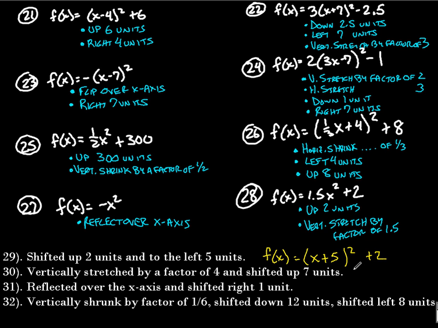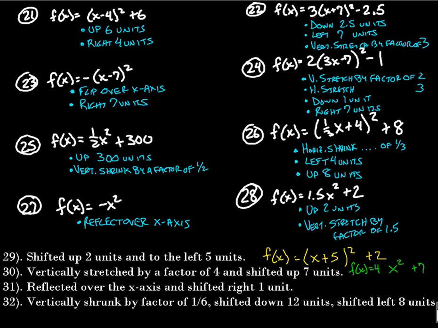For the next one, let's do another color. Let's go green here. If I say f of x equals, it's vertically stretched by a factor of 4, and the 4 goes out in front. It's shifting up 7 units. And on the inside here, it's not going left to right at all, so that's just x. So 4x squared plus 7. In fact, really I should get rid of those parentheses and just say 4x squared plus 7.